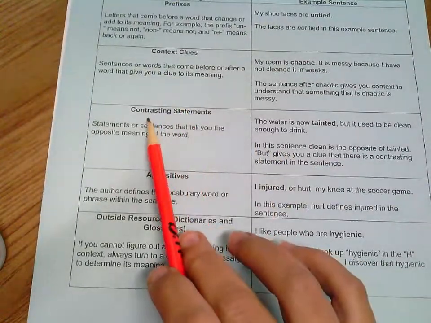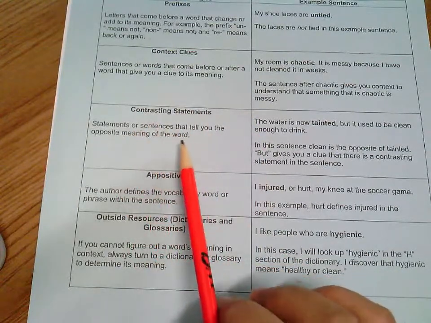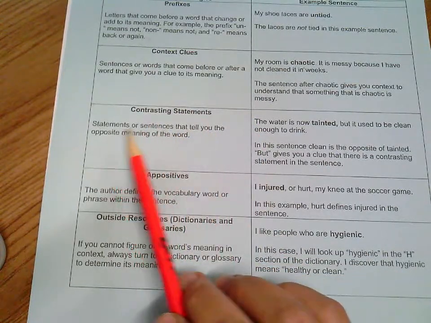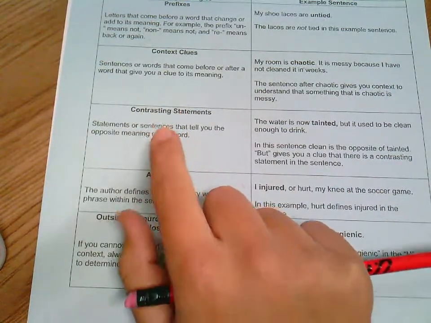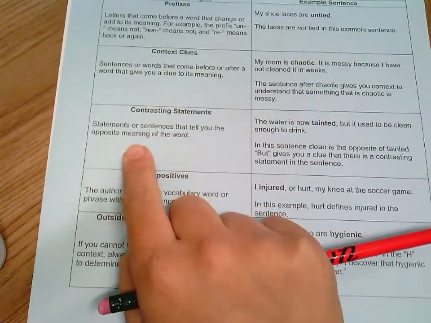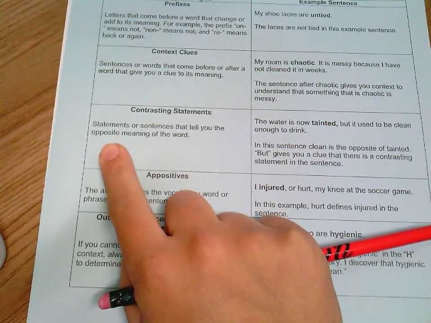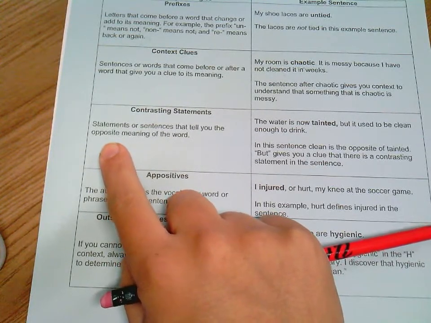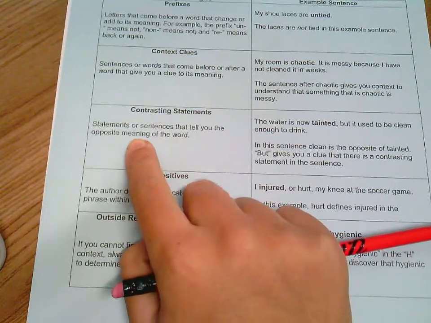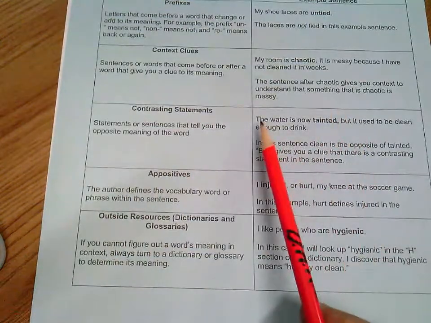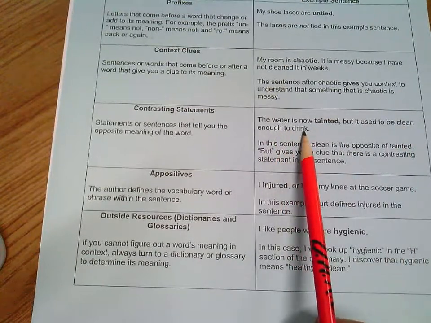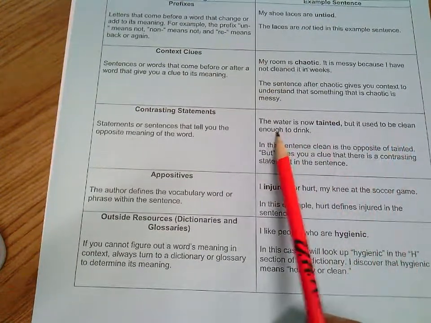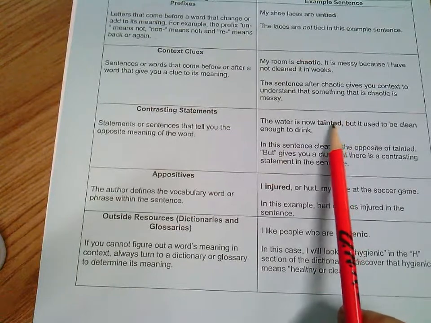Contrasting statements, so things that are different. Statements or sentences that tell you the opposite meaning of the word. Now this is where you have to be careful, because when it's telling you the opposite meaning, you have to think to yourself, okay, so I know this word is the opposite of what it's telling me. So the water is now tainted, but it used to be clean enough to drink. So it's saying the water used to be clean enough to drink, but now it's tainted, meaning now it's not clean anymore.